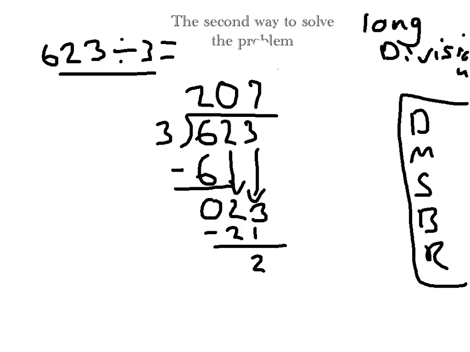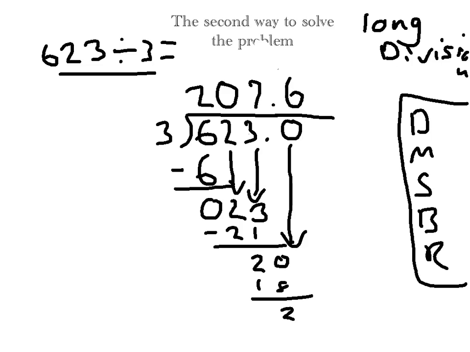Now 3 doesn't go into 2, but we don't have any more numbers to bring down. So now we have to make a decimal. We've got to first extend our line, then put a decimal point there and a decimal point there. Now we can add a 0 here because that doesn't do anything to the number, then bring down the 0 to make it 20. And 3 goes into 20 6 times, so we put a 6 there, which is 18. Now subtract that, so we have 2 left.